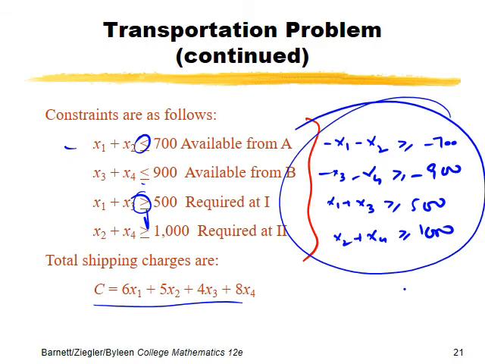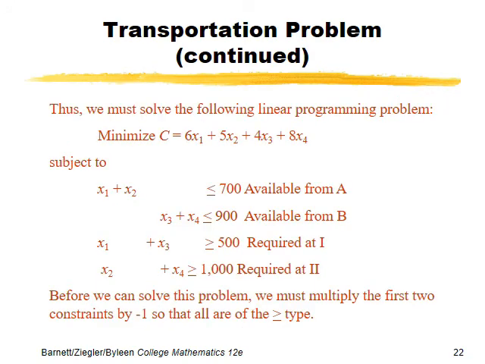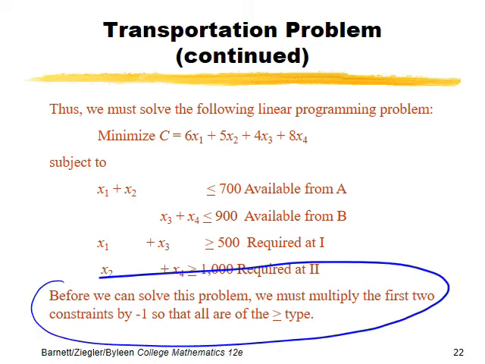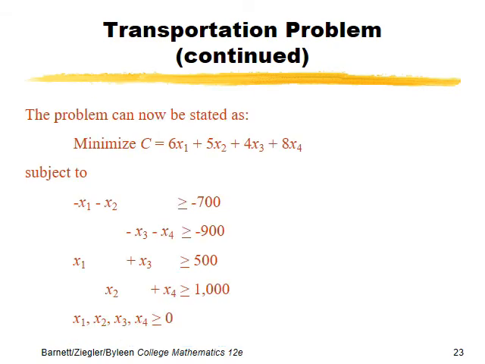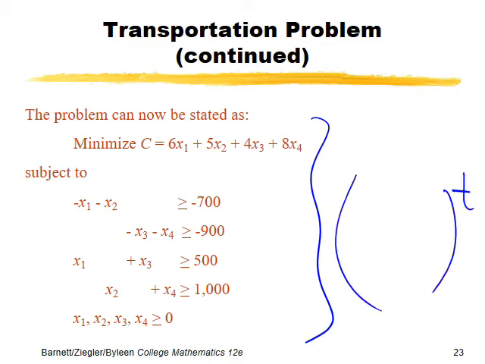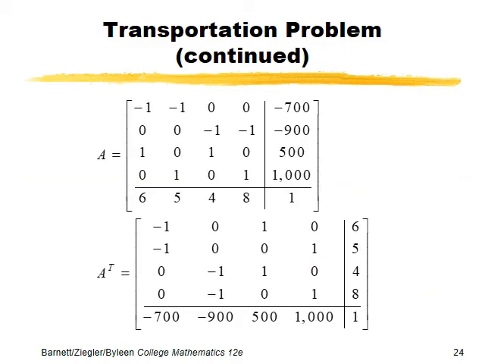Now we will write them in matrix form and we will take its transpose. So you can see that we just did this step, which is written here. Before we can solve this problem, we must multiply the first two constraints by -1 so that all are of the type greater than or equal, so that we can apply the minimization or dual problem form. We will write it back into matrix form. We will take its transpose. So you can see we write it in matrix form. We take its transpose, we interchange rows into columns. This row will become a column, and this is A transpose.